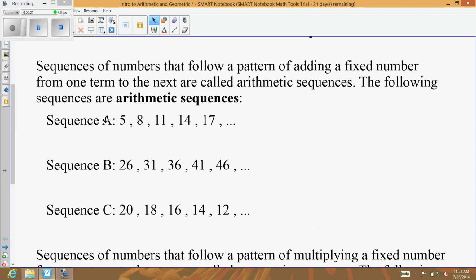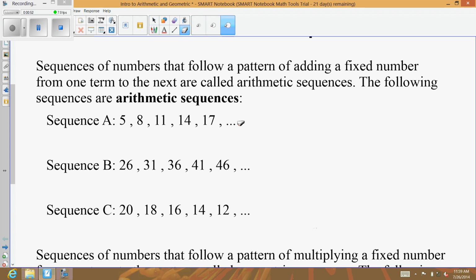So if we look at the sequence A, we have 5, 8, 11, 14, and 17. And you want to figure out what's going on. So you want to look for a pattern. And what I normally do is I take the second number and I subtract it from the first. So 8 minus 5 gives me 3. And I want to see if it works for the next numbers. 11 minus 3, does that give me 8? Yes. 14 minus 3, does that give me 11? And you want to check it a couple of times and make sure that that works for you.